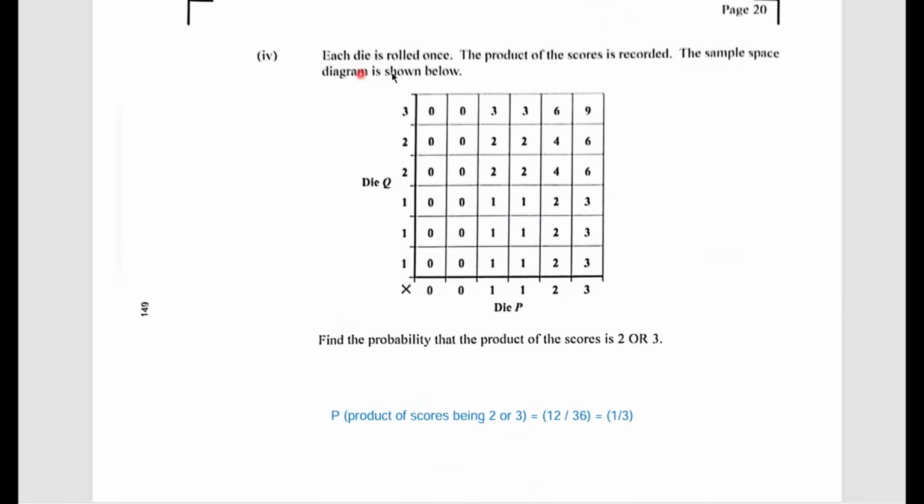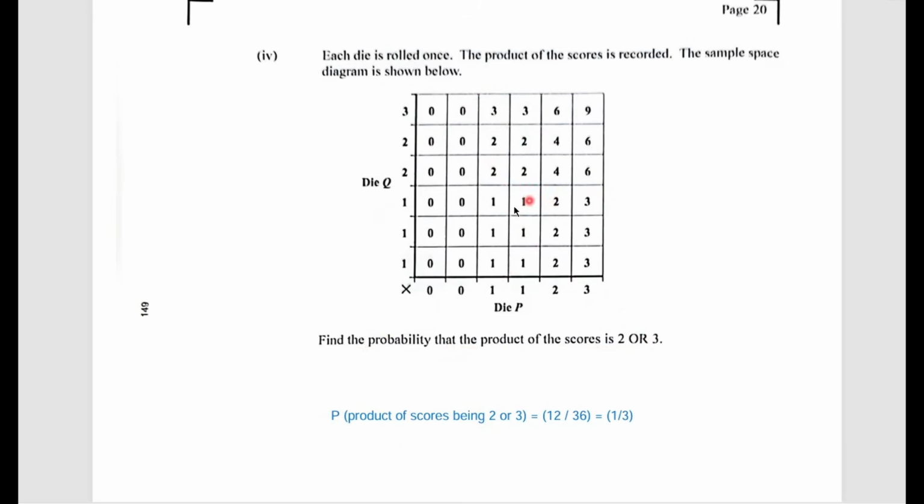Part 4, each die is rolled once. The probability scores are recorded. The sample space diagram is shown below. Okay, all the possible values, I guess, for die Q and P. Find the probability that the score is 2 or 3. I mean, all the number 2s or 3s.